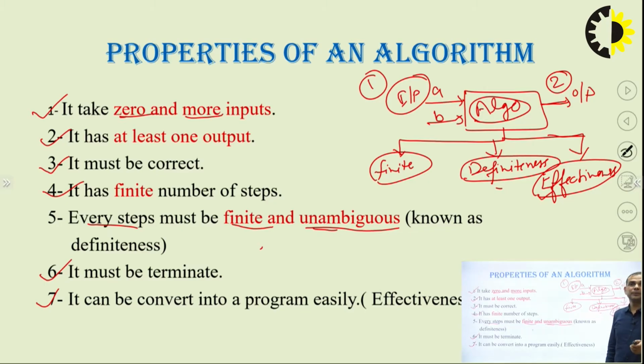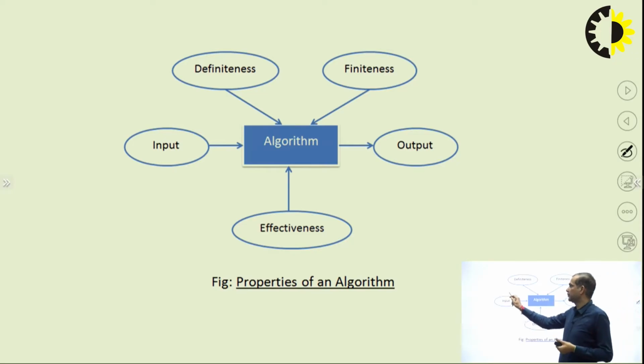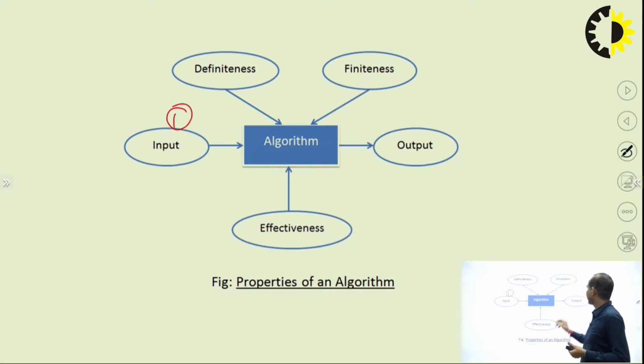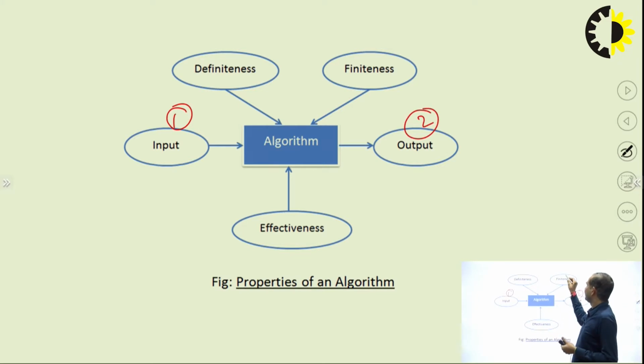When we have to write up a program, we have to mainly focus on the algorithm. This is the main key logic of the program. When we write an algorithm, we require a number of inputs, at least one output, and mainly the finiteness, next the definiteness, and next the effectiveness.